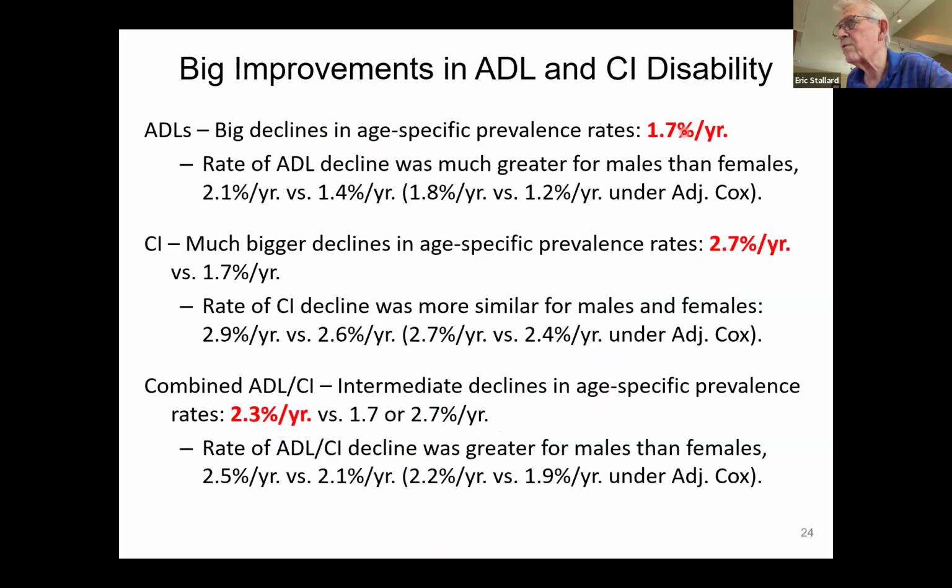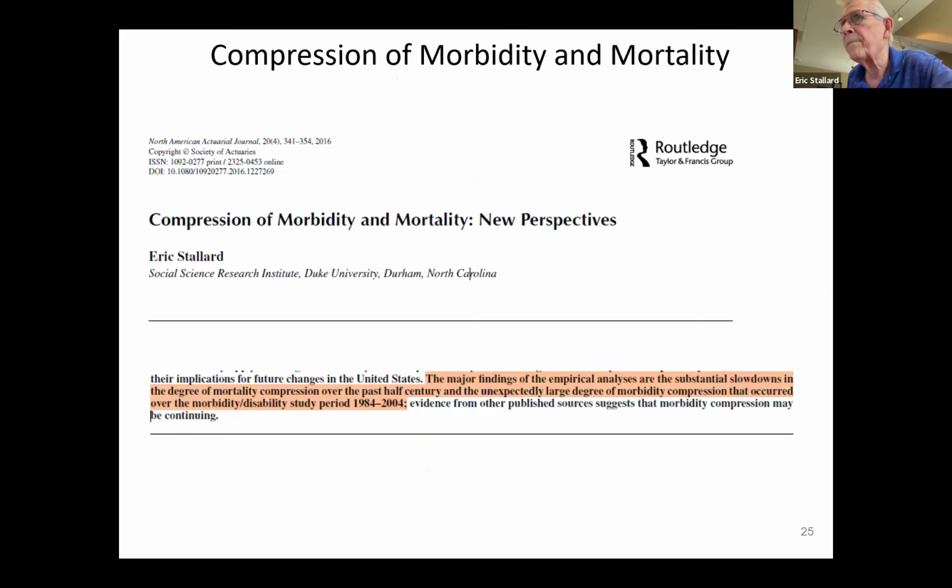ADL is 1.7% per year, CI 2.7, combined 2.3% per year, and there's a whole bunch of details that you can look at more leisurely after you get your copy of these slides. Compression of morbidity and mortality. I did a paper just almost simultaneously with the SOA report.